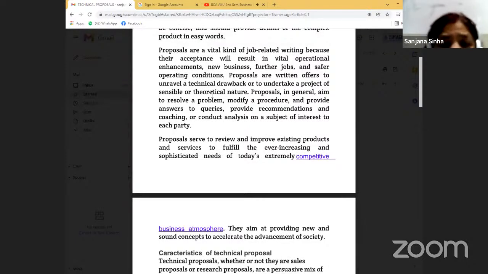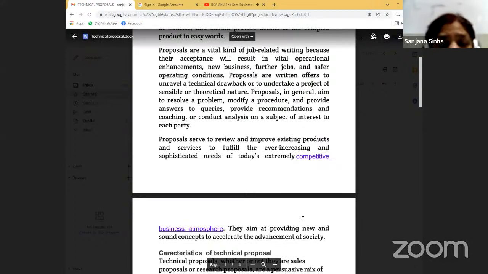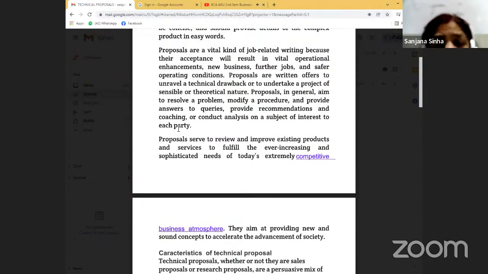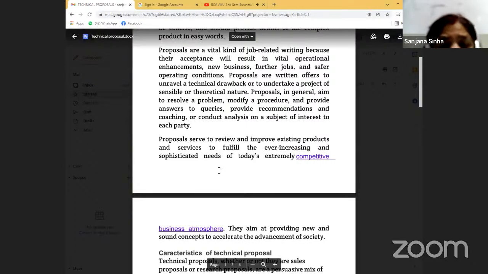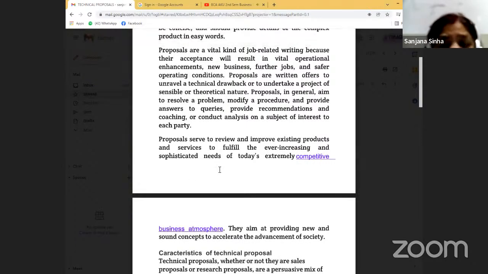Proposals in general aim to resolve a problem, modify a procedure. So with every proposal, you are solving a problem. Either you are solving a problem, या तो modify करो, change करो a procedure and provide answers to queries, provide recommendations and coaching or conduct analysis on a subject of interest to each party. Proposals serve to review and improve existing products.